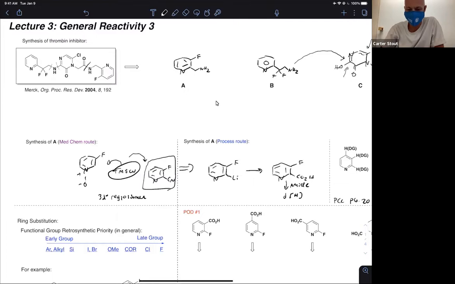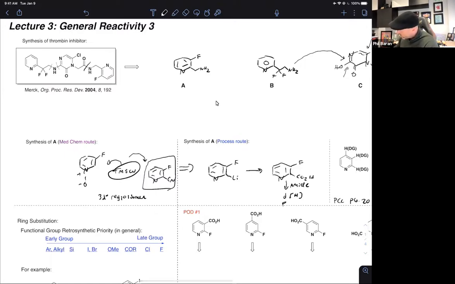Brilliant, Carter, that was excellent. So we're going to take advantage of the fact that we can do a CH deprotonation. We can accomplish that with high regiochemistry. We'll explain why in just a moment. We can quench that with CO2. And then although it's more steps than the medicinal chemistry route, they're all crystalline waypoints. They're all safe. It's all dump and stir chemistry, and it can all be telescoped. And so that's what makes this a great process route.